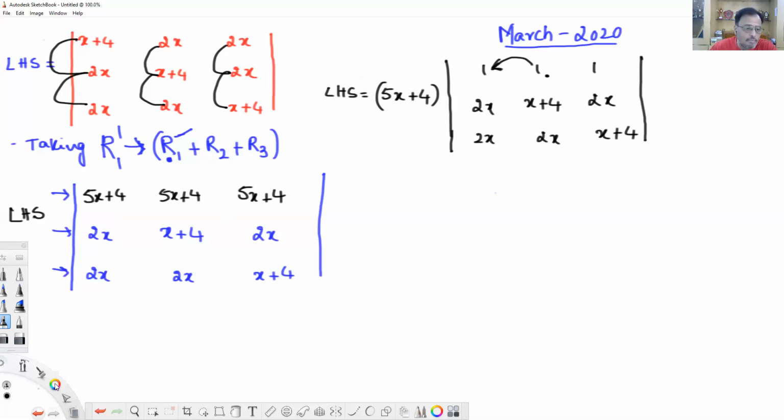And next I'm going for one more operation, the second surgery, C3 minus C1. C3 minus C1 means this will become 0, and 2x minus 2x will become 0. Then definitely one side of the principal diagonal elements will become 0. Therefore, what is the operation we have to take? You have to be very cautious.